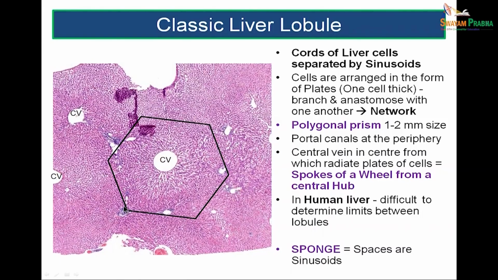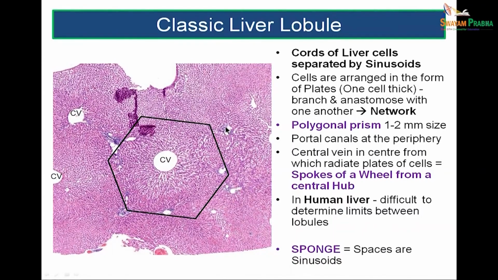Now in the human liver, it is not very easy to distinguish between hepatic lobules because the connective tissue element is slightly less. But in lower animals, the connective tissue is much more, allowing you to demarcate hepatic lobules one from the other. If you look overall at the appearance here, this resembles a sponge in texture, a sponge wherein the spaces of the sponge resemble the sinusoids.